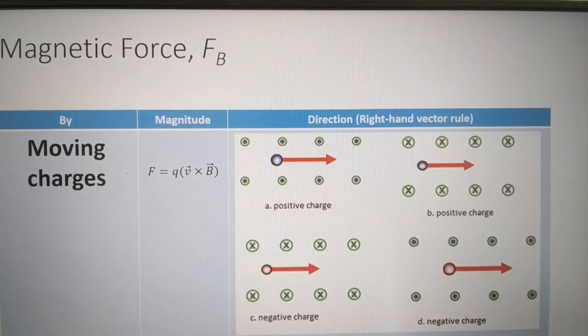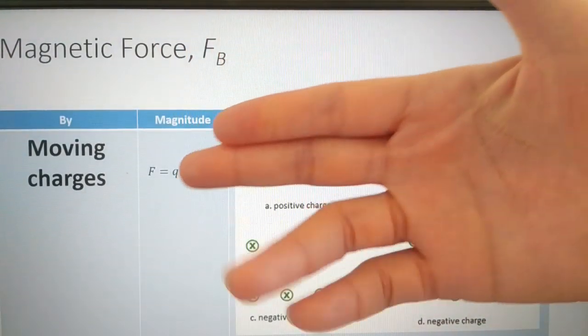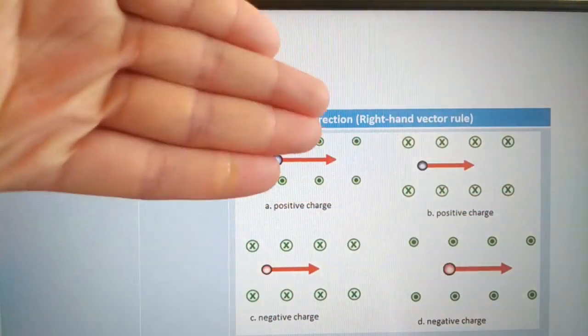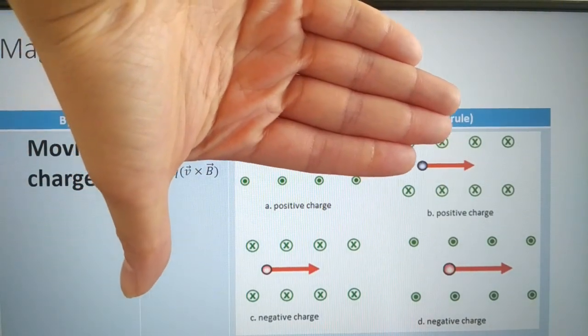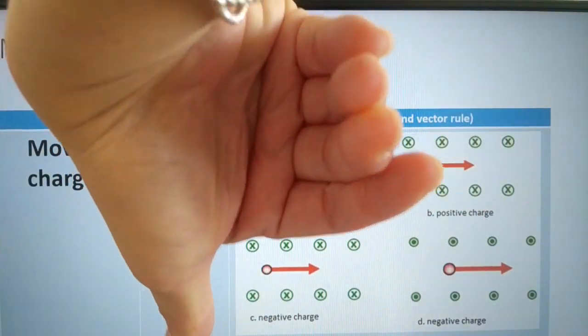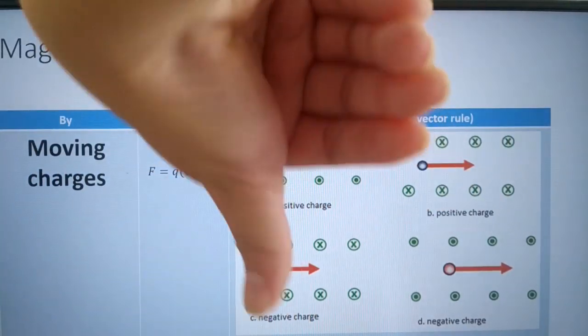Okay, try these 4 examples here. Let's try this first one. This is a positive charge moving in this direction. The magnetic field is out of the page. So again, I use my right hand. First, my 4 fingers have to point in the direction of velocity, v. This is your v. And what's the direction of the magnetic field? You have to cross the magnetic field. It's out of the page. So, v cross b out of the page, so your force is downward.